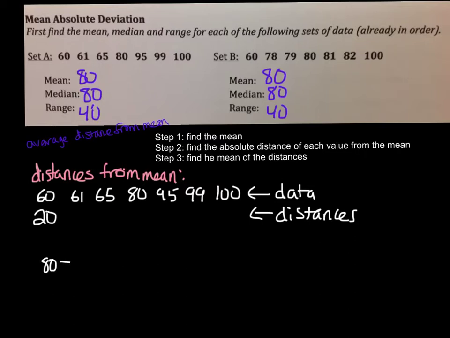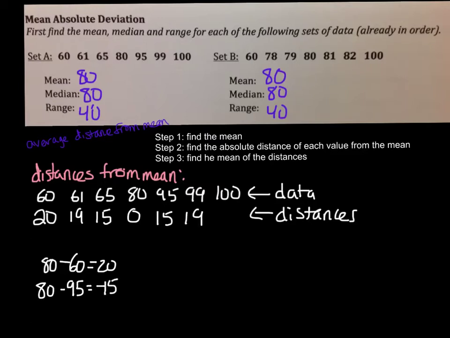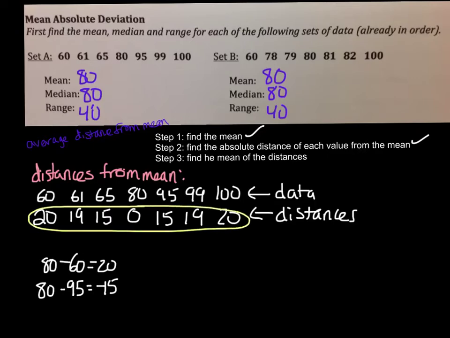So I want to look at my data points. Notice that I have 7 data points that I wrote below, and now I want to find how far away each of these data points are from the mean. Since our mean is 80, I know that 60 is 20 away from 80, 61 is 19 away from 80, etc. Notice that I filled in each of the distances from the mean, and I'm always using the positive distance. So now I've found the mean and the absolute distance, or positive distance, of each value from the mean.